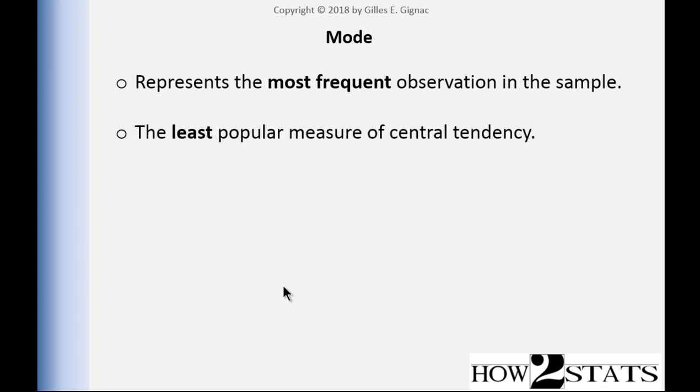Something that's worth knowing about the mode, I suppose, is that it's the least popular measure of central tendency. In comparison to the mean and the median, you will not see people talk about the mode very often. But it does occur often enough in the literature that you should know what the mode is.